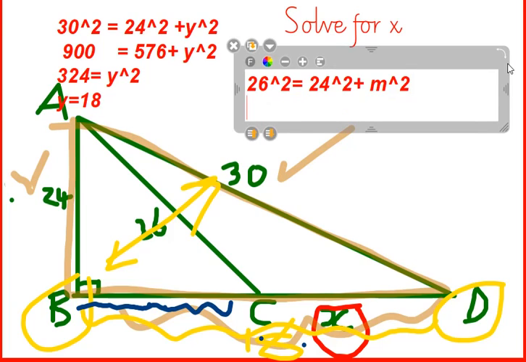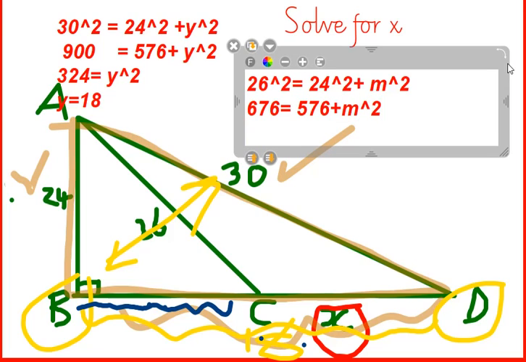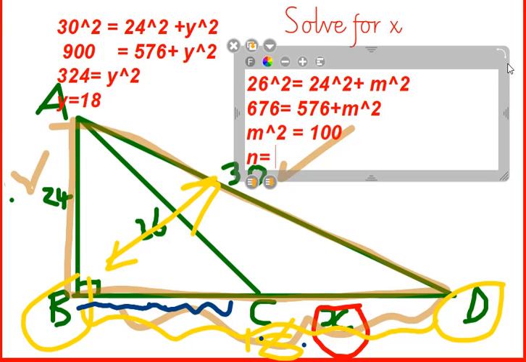And we see that 26 squared is 676. 676 is equal to 24 squared, which is 576, plus m squared. If we make m squared the subject of the formula, 676 minus 576 is 100. And so our m is equal to 10, because the square root of 100 is 10. Our m is the blue part in this case.